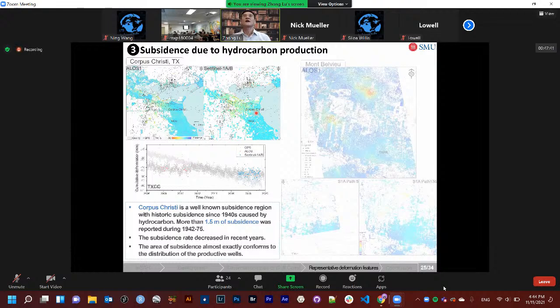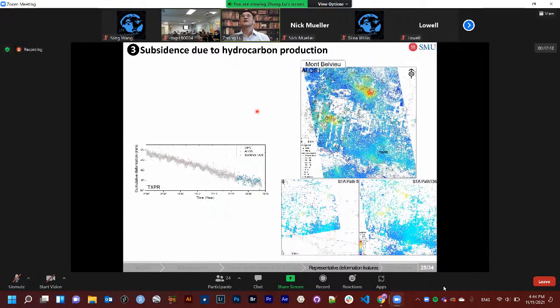So another hydrocarbon related activity over this part is Mount Belvieu. I mentioned to you a few slides ago, it shows the subsidence over the 2007 to 2011 period and reduced subsidence in the past decade. So we compared the subsidence with the subsidence at about our environment with GPS.